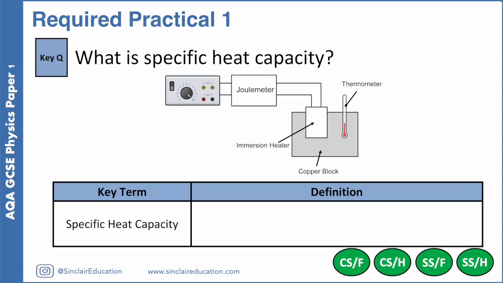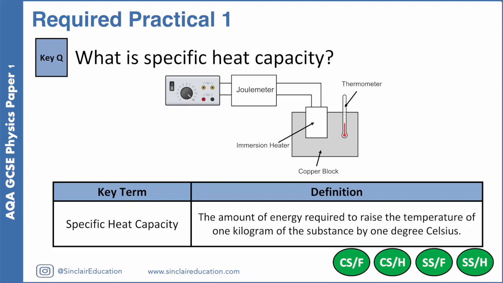The first required practical is around specific heat capacity. Now, as a reminder, the definition for this is the amount of energy that we need to raise the temperature of 1 kilogram of that substance by 1 degree C. And you might be asked to write a method to describe how we can find the specific heat capacity of a substance. That might be a solid metal. It could also be fluids that are possibly in a beaker that have been heated up instead.